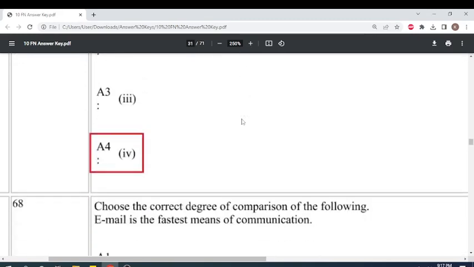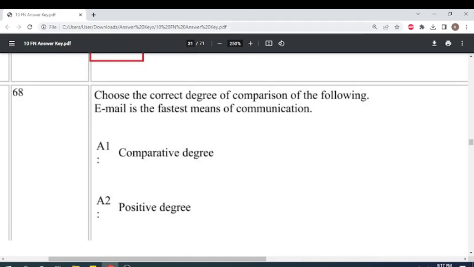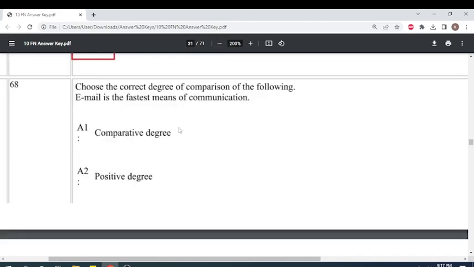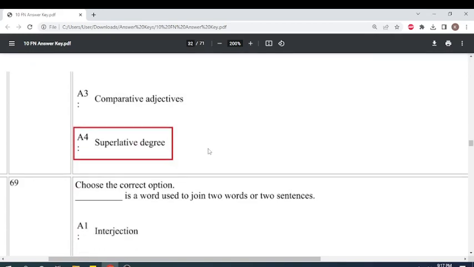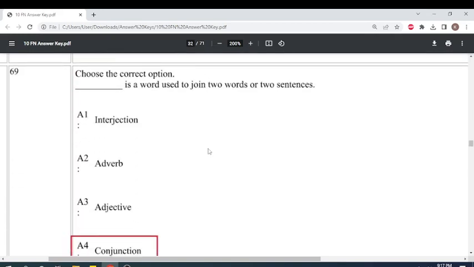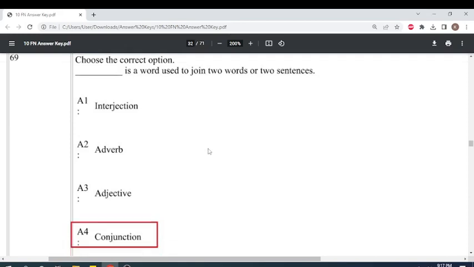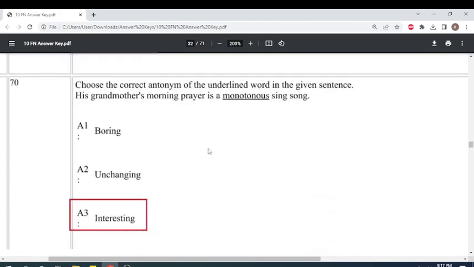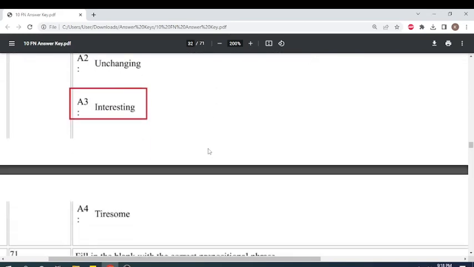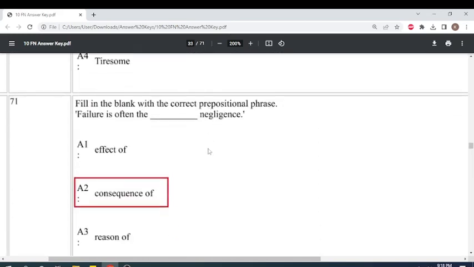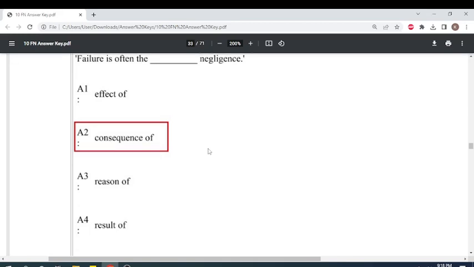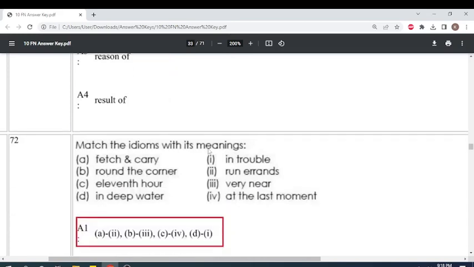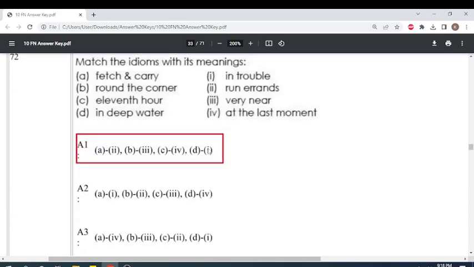A4. 68 question answer A4. 69 question answer A4. 70 question answer A3. 71 question answer A2. 72 question answer A1.